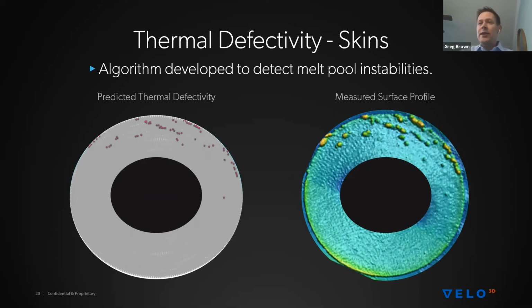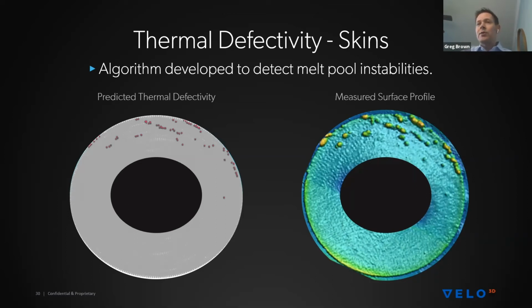And the areas in yellow, sort of near the top of the part, those are protrusions. So those are basically areas of very high roughness where you had these melt pool instabilities, where you had a breakdown, and then you ended up with a high level of surface roughness. On the left, you can see where the algorithm has predicted that there is going to be defectivity, with each of those individual red points indicating a melt pool instability. That's where we think the melt pool broke apart, and that we ended up with this surface roughness.